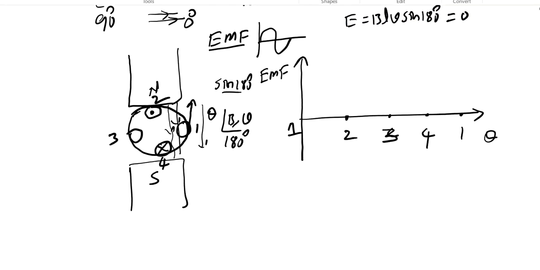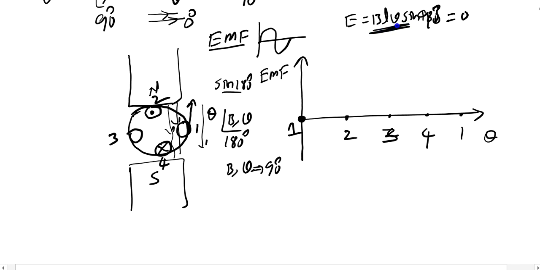So I can start from this point. I can show here, at position 1, when my conductor reaches position 1, the EMF induced in the conductor is 0. When my conductor rotates and reaches the second position, the angle between B and V is 90 degrees. Therefore, with 90 degrees, the maximum amount of EMF can be generated. So maximum you can show here.